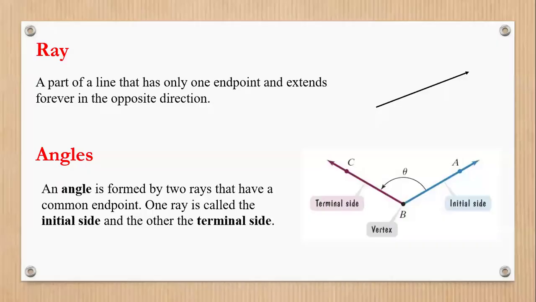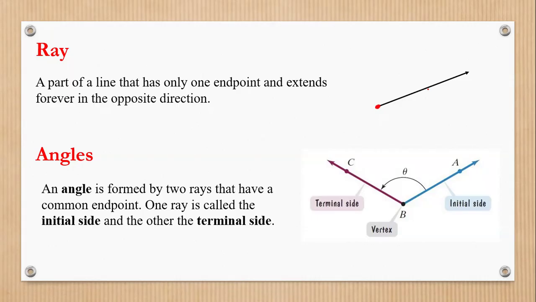Before we talk about angles, we want to know what a ray is. A ray is a part of a line that has only one endpoint and extends forever in another direction. So on one side, we have an endpoint, and on the other side, it goes forever.